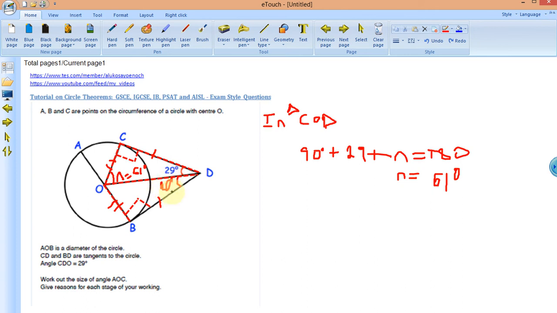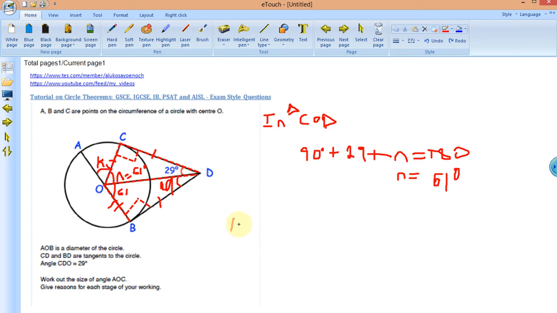Okay, my handwriting is not cool. So let's go for what we were asked to find, AOC. Let's put letter K there. So we are looking for K. Since this place is 61, this place also here will be 61, because this is 29. The angle sum in a triangle should be 180, so this is N, so this is 61.